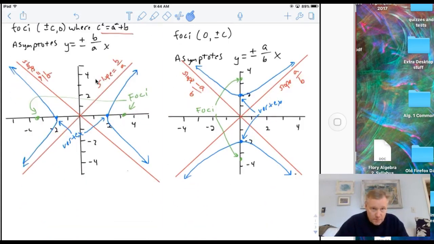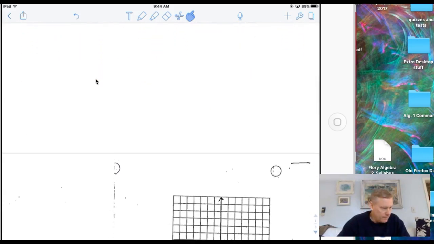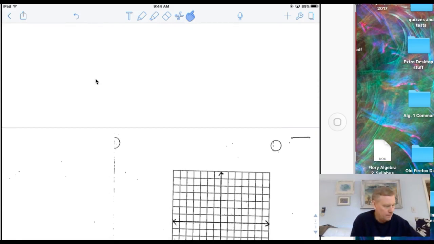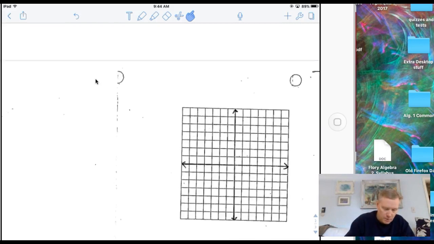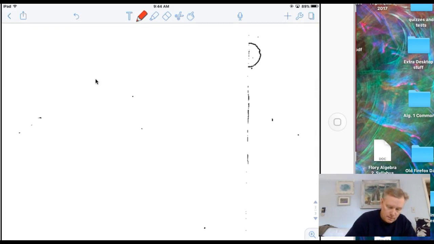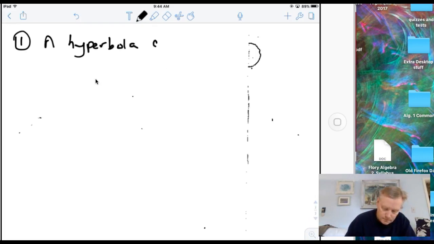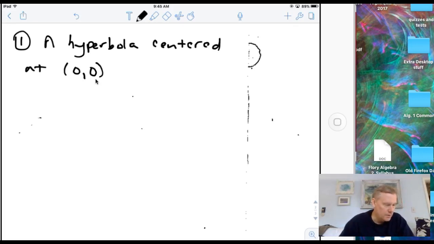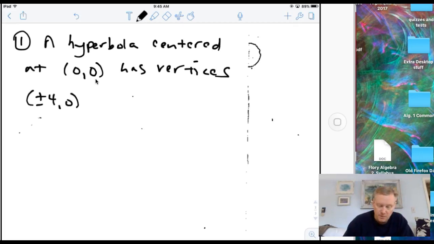Okay, so I'm going to move on. You guys can hit pause if you need to copy that stuff down. First thing I'd like to show you is this problem here. And I put a graph because I'm going to graph it eventually. Number one is a hyperbola centered at 0, 0. That's really the only kind we're going to be looking at, the ones that are centered at 0, 0. It has vertices plus or minus 4, 0, and one focus at 5, 0.